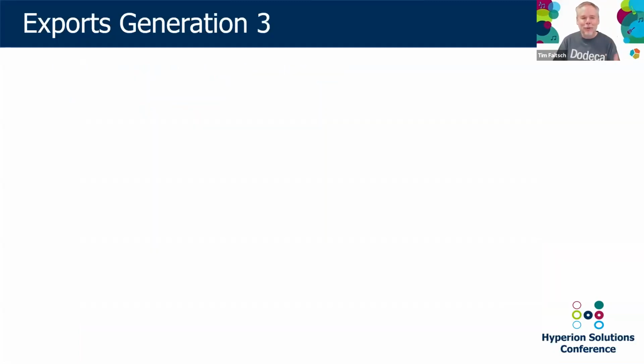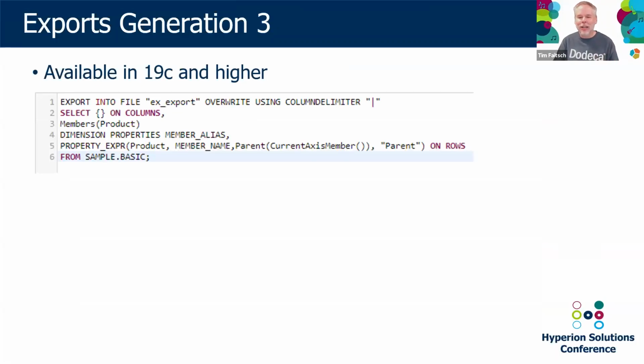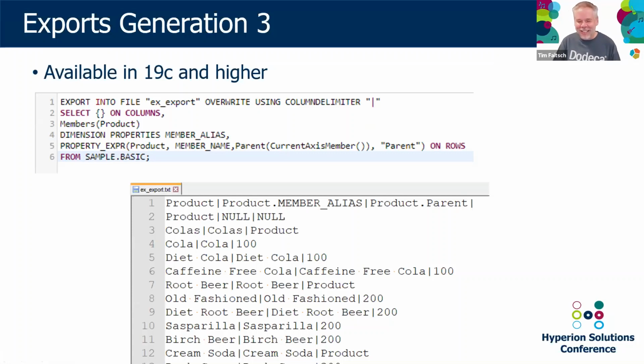On to generation 3, 19C and higher. All right, you'll notice my editor changed here. I was actually running this in the Jet UI. We have a new command. Export into file. Mind blown. So I can specify the file name. I can tell it, hey, whenever I run this, overwrite the file. Oh, and I get to specify my column delimiter. It's like crazy. Why didn't we do this the first time? All right, we're here, finally, 19C, let's go.